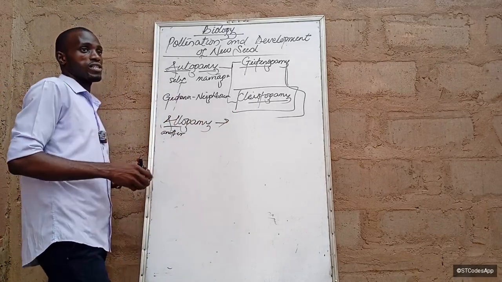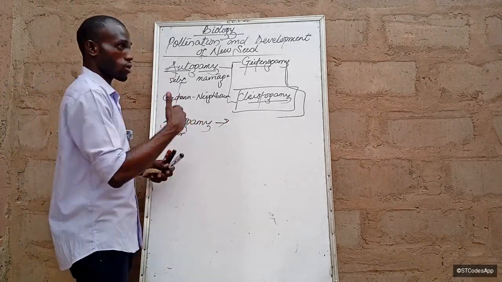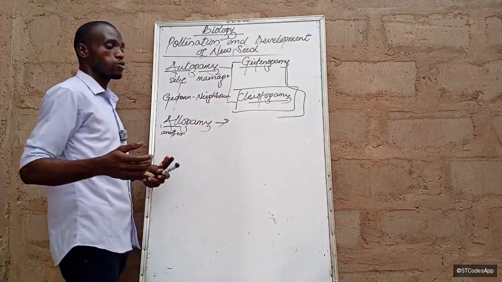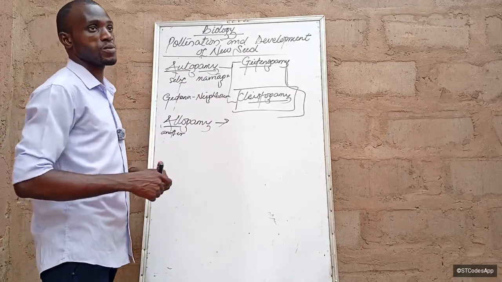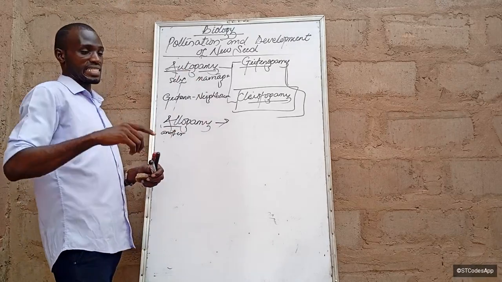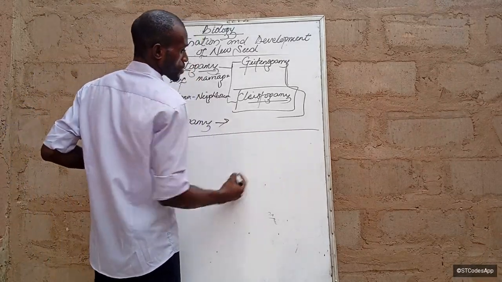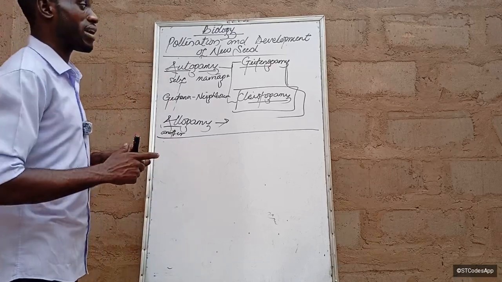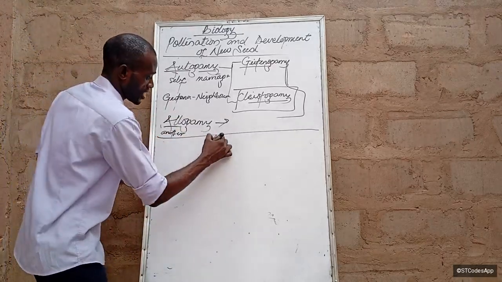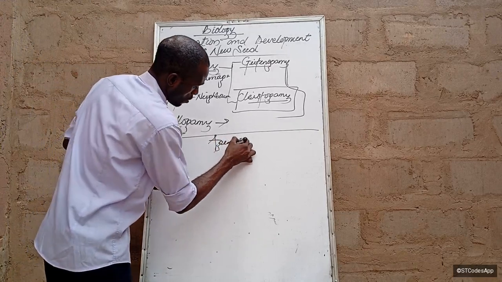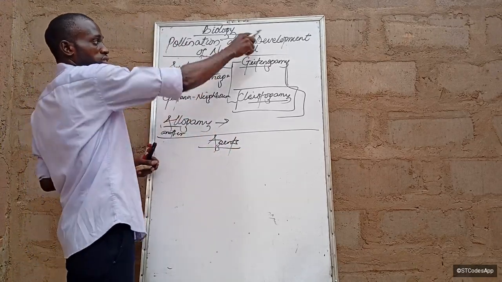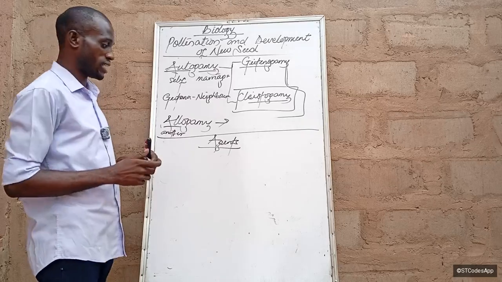All right, so cross-pollination happens. Allogamy is also called cross-pollination. It only happens with flowers of the same species but a different plant. All right, so that said, how does the process of pollination now happen? Now, let's first quickly learn about the agents of pollination, because that is what will lead us to the development of the new seed.